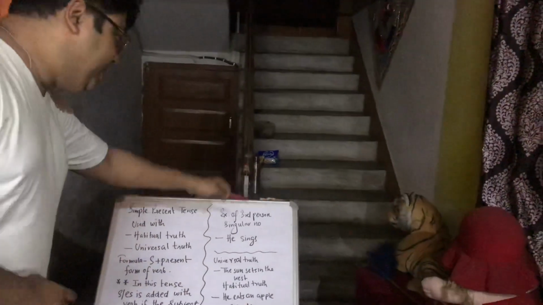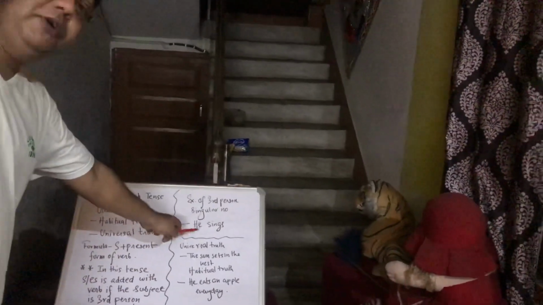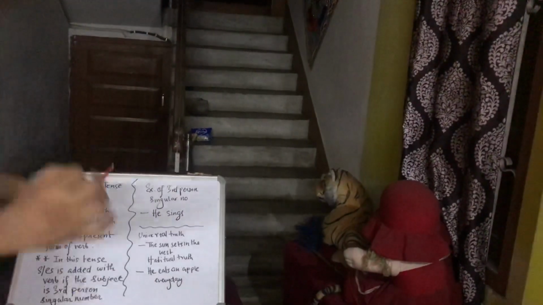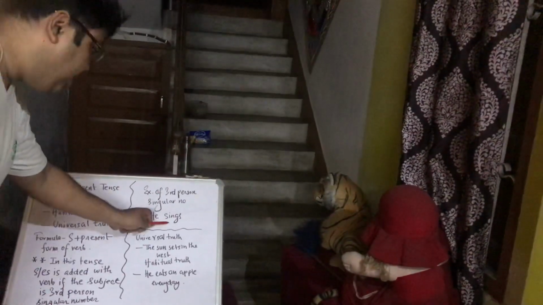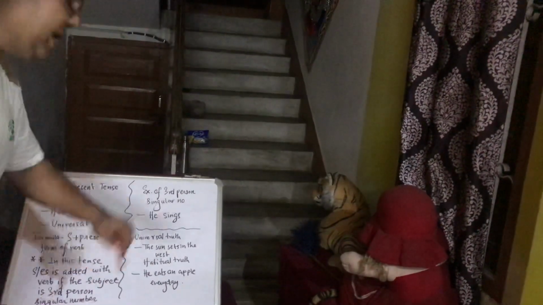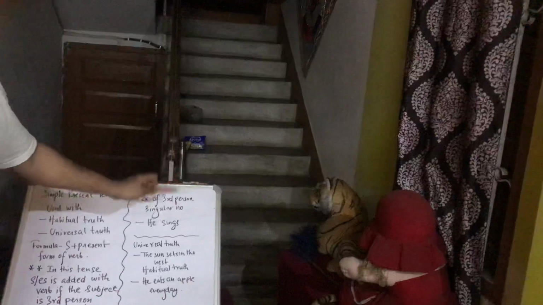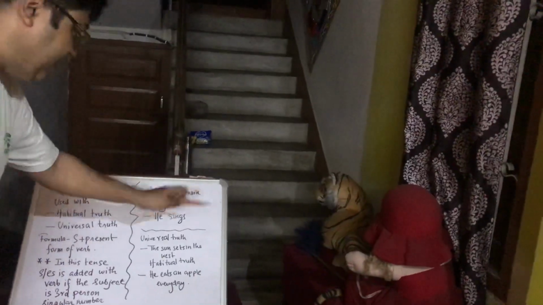For example, he sings. So he is third person singular number. He, she, any name, place, animal, thing is third person singular number. So over here you can see sing plus s. S is added with the verb sing, and it is sings.